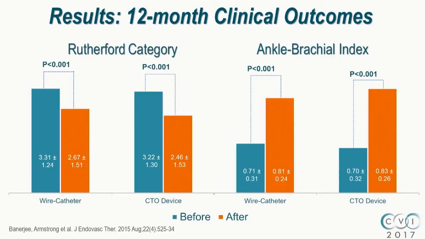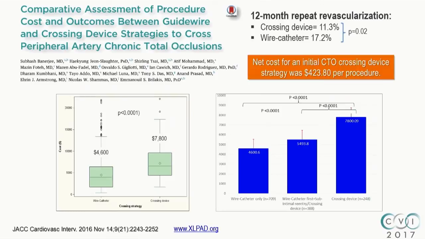Because procedural success was achieved in equivalent terms in both the arms, there was a consistent improvement in Rutherford category and improvement in patient symptoms and ABIs, irrespective of which strategy was chosen. So as long as we get proficient with one, we can do a good job. The cost issue has been mentioned. As you can see, the crossing devices have higher cost.